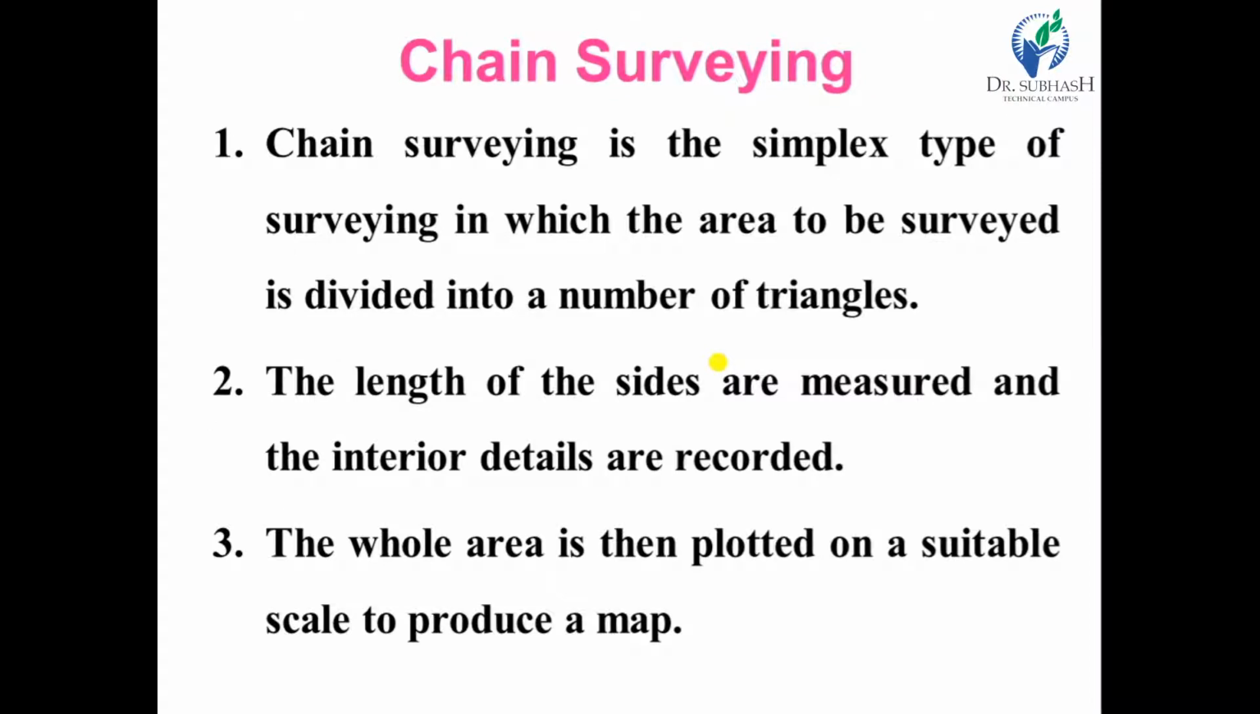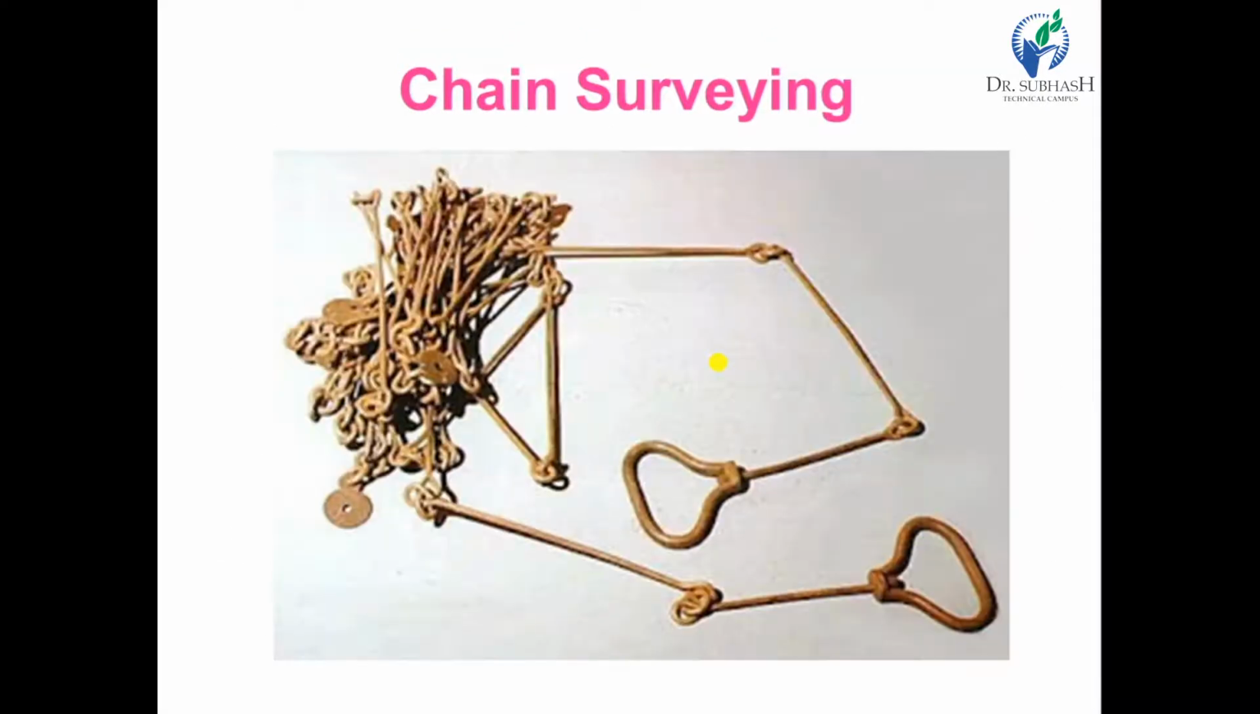Now, chain surveying is a simple type of surveying in which the area to be surveyed is divided into a number of triangles. In chain surveying, we also provide a baseline, with different lines joining the different points. The lengths of the sides are measured and the interior details are recorded. The whole area is then plotted on a suitable scale to produce a map. The chain is the instrument generally used for measurement of length.